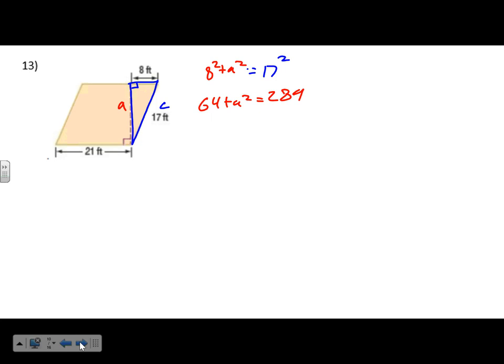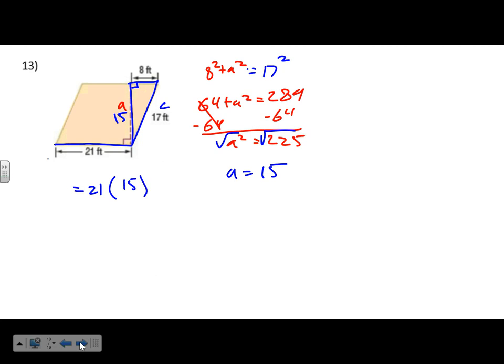Subtract 64 from both sides. If you need to, make sure you're rounding to 2 decimal places. So now I have to take the square root. And again, if you need to, round to 2 decimal places for this part, but I don't think this one is. So that one's 15. So that is my height. And the base is 21. So we have the base is 21 times the height is 15, and that's the area. 21 times 15, 315 square feet.